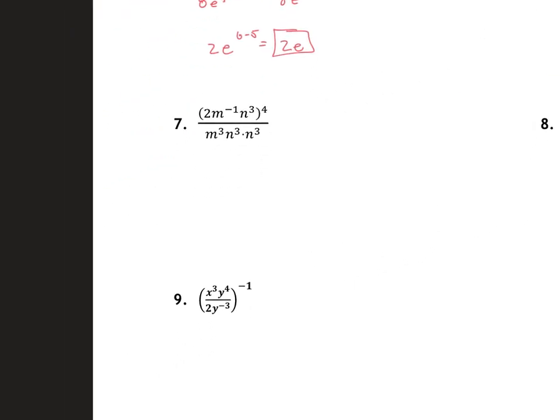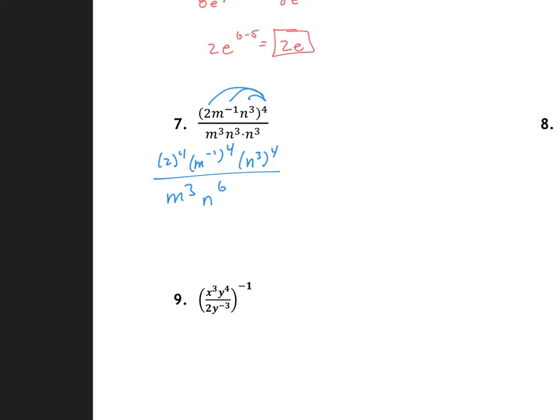All right, let's look at a tough one. Let's see what I can do here. I'm not adding or subtracting up top, so everything is going to get that 4 exponent. So I have 2 to the fourth, m to the negative 1 to the fourth, n to the third to the fourth, n cubed, n cubed. I can go ahead and add those together. So n cubed times n cubed, I'm going to add those together, so that becomes an n to the sixth.